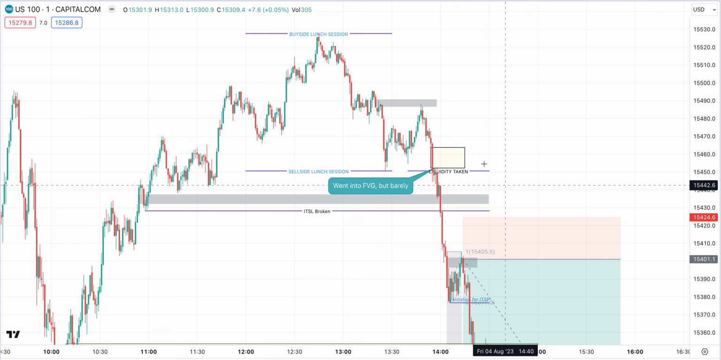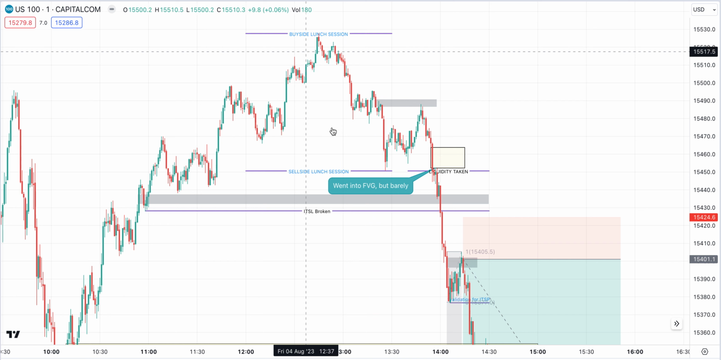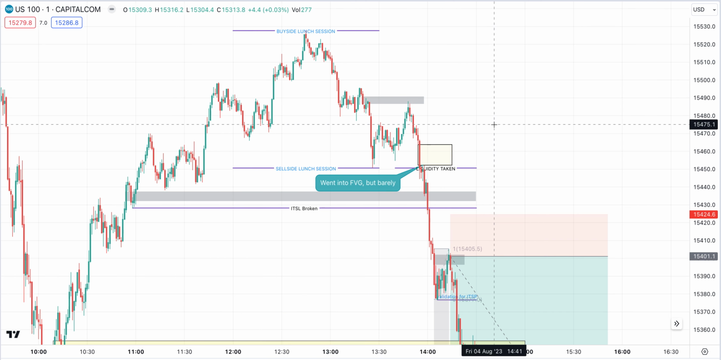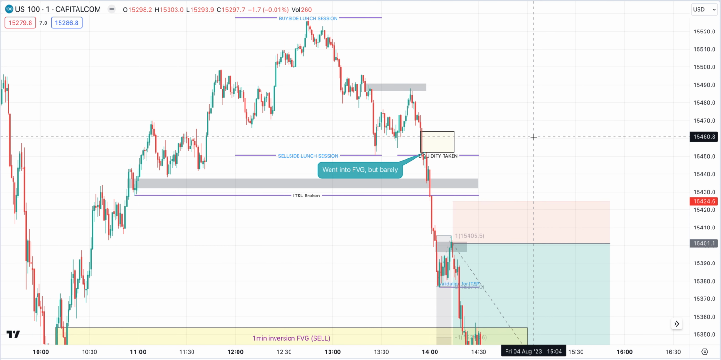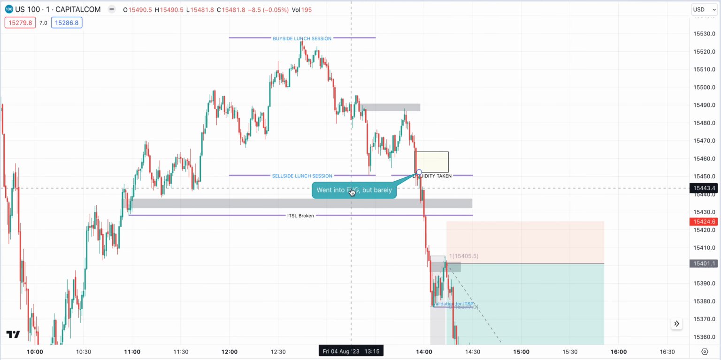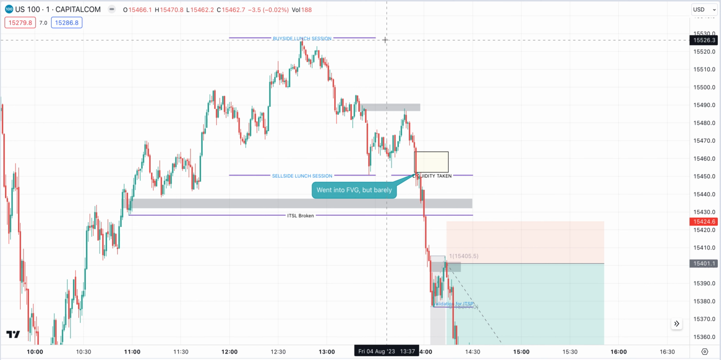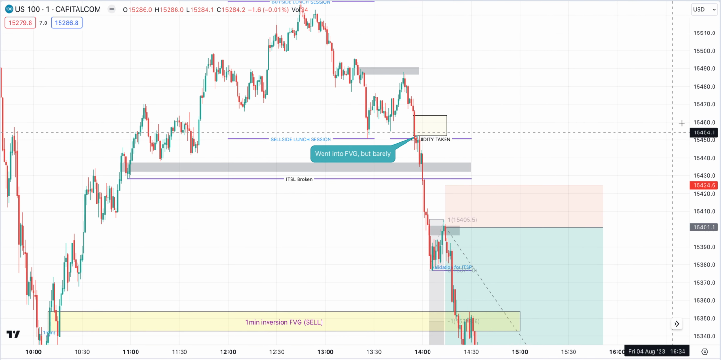Okay, so we've marked out the buy side liquidity, sell side liquidity of the lunch session. It's always what I do first. And then I've also marked out areas of liquidity below and above the lunch session. So if it broke below the sell side and it reversed to go up, I marked out areas of liquidity above. And if it broke the buy side and reversed to come down, I marked areas below. And if it had continuations, I marked areas below and above for that as well.